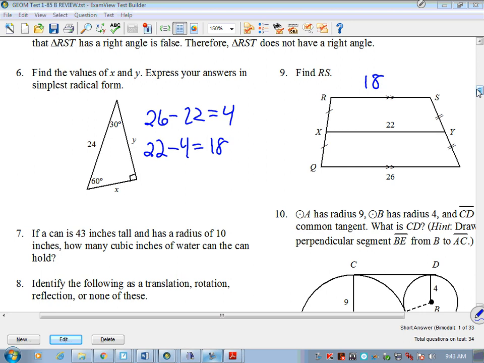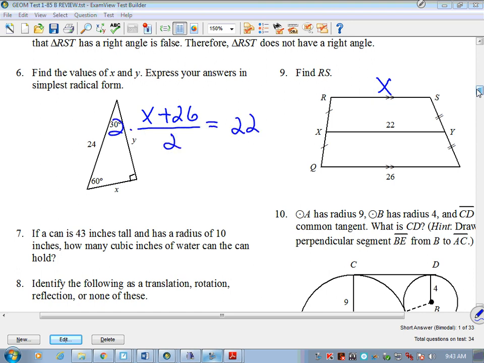Okay? The full formula form of this would be like this. We don't know what this is, so we'll call it x. X plus 26 divided by 2 equals 22. Multiplied by 2 on both sides. X plus 26 equals 44. Subtract 26. What's 44 minus 26? Probably 18. Okay? So you look at that, if you know what you're doing, that's not a lot harder to do. You should be able to do either method. Okay? Question? No? All right.